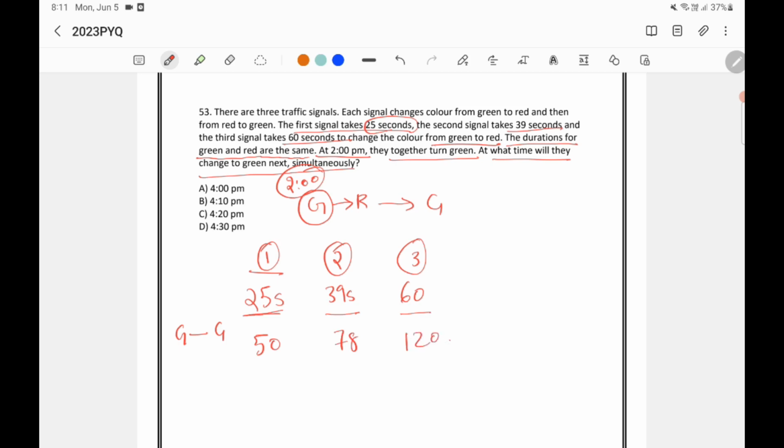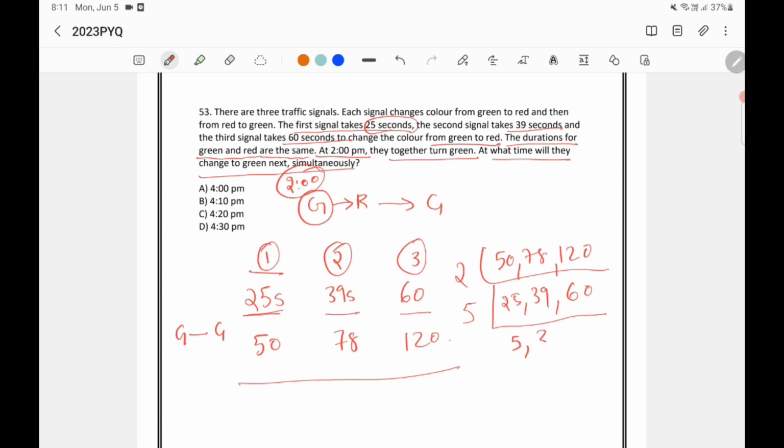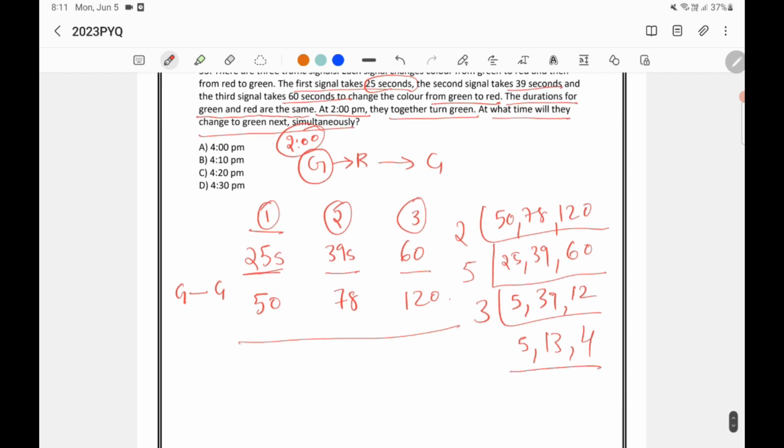Now what you need to do? Just take the LCM of these. So LCM of 50, 78 and 120. Dividing by 2, it will become 25, 39 and 60. Dividing by 5, it will become 5, 39 and 12. Dividing by 3, it will become 5, 13 and 4. Now nothing is common, I can stop here.